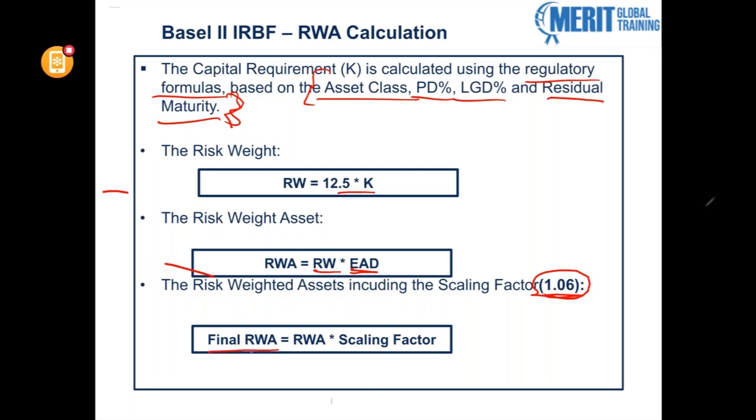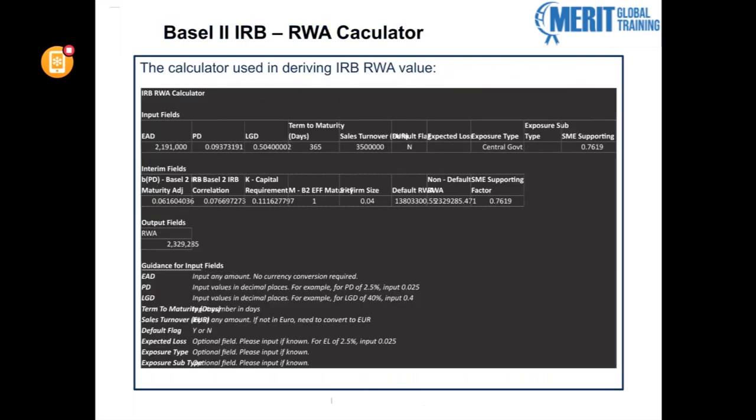So your final RWA value equals RWA multiplied by the scaling factor of 1.06. This is also applicable to all the banks across the globe, around the whole world. All the banks in the whole world that are using the foundation approach must increase it by 1.06. It is not specific to a particular jurisdiction. Okay, so that is that about that.